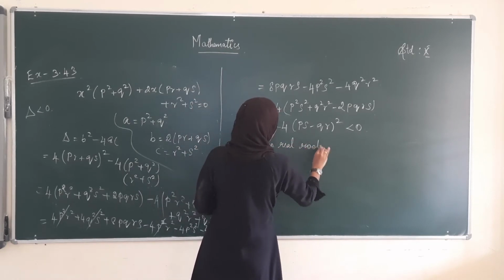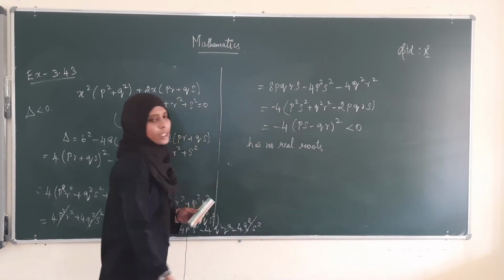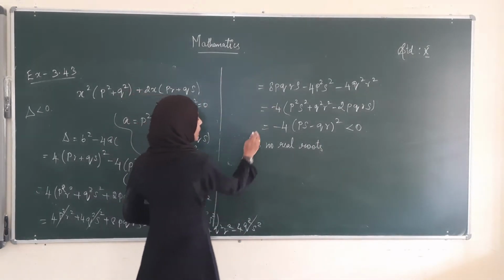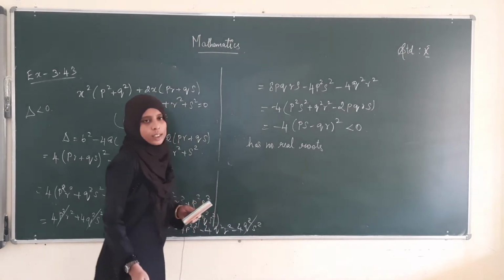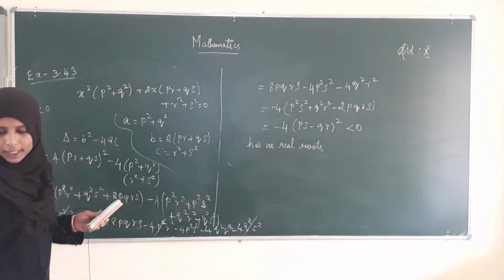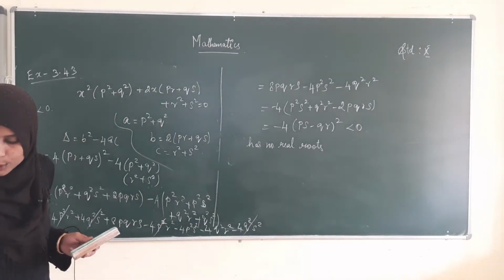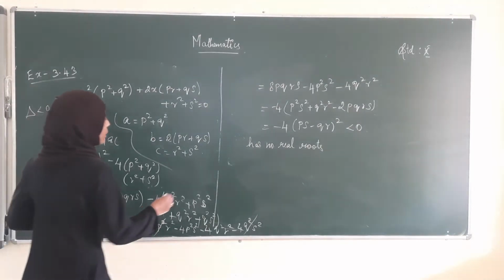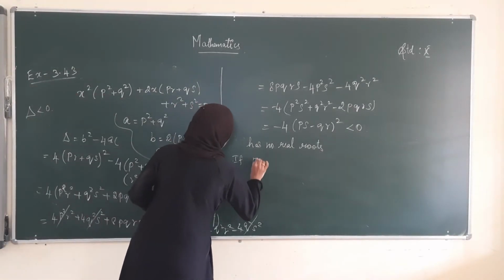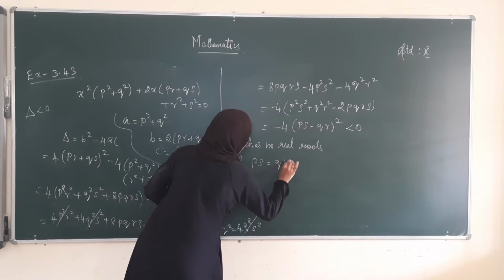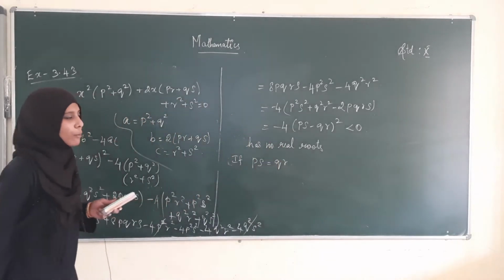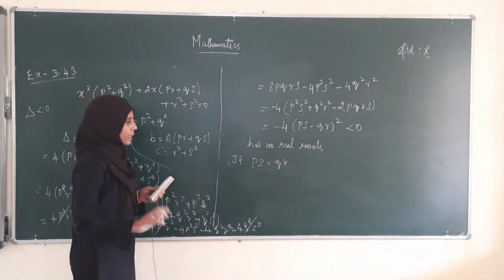Since we got that the discriminant's value is less than 0, we proved that it has no real roots. This is the first part of the equation. They have asked the second part, that we have to show that the roots are real and equal if ps is equal to qr. If ps is equal to qr, we have to show that the roots are real and equal.